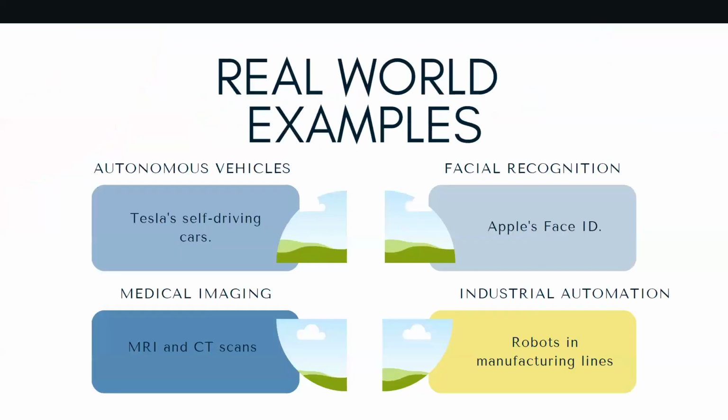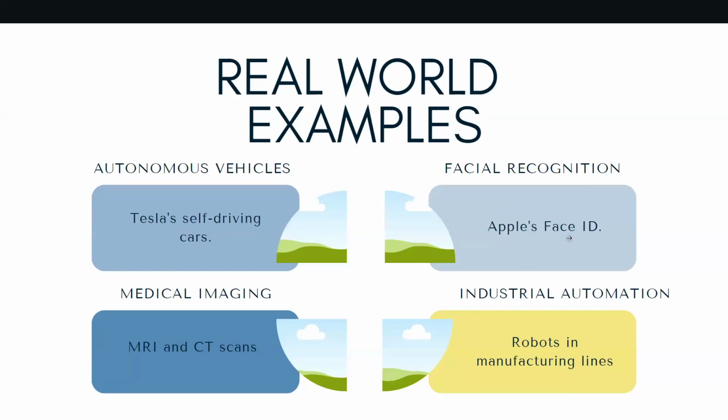Okay, agriculture. Here are some real-world examples that Raquel put together. We talk about autonomous vehicles like Tesla, self-driving cars, facial recognition. I think Anjusha mentioned it, Apple's Face ID. And this is very interesting.